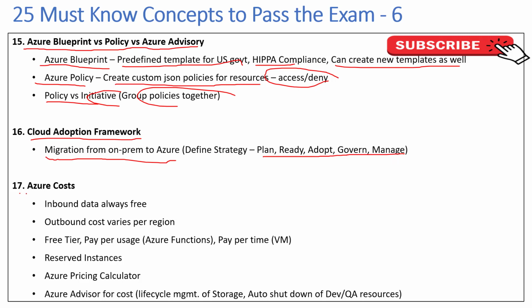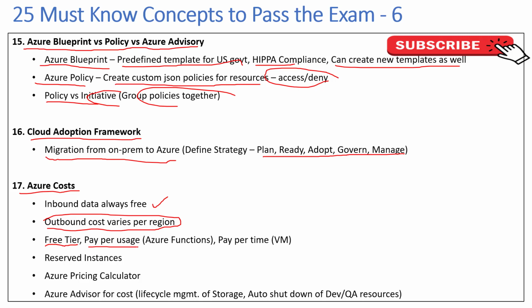You need to know a few things on Azure costs. So you need to remember inbound data is always free on Azure. Any incoming data to any service will be free. Outbound, if it's going outbound, then it will vary based on the service and the region. So you need to remember there are three categories at a broad level. So there's a free tier in Azure.